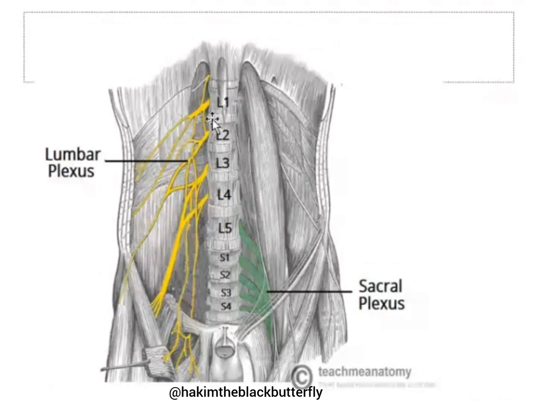So spinal nerves L1, L2, L3, and L4 form what we call the lumbar plexus. And spinal nerves L5, S1, S2, S3, and S4 form what we call the sacral plexus. Both the lumbar plexus and the sacral plexus contribute to the nerve supply of the lower limb.